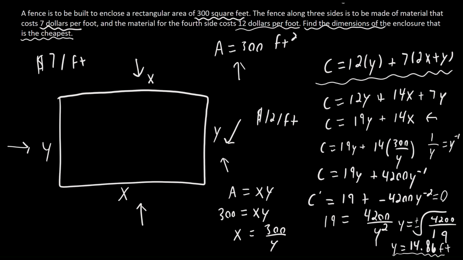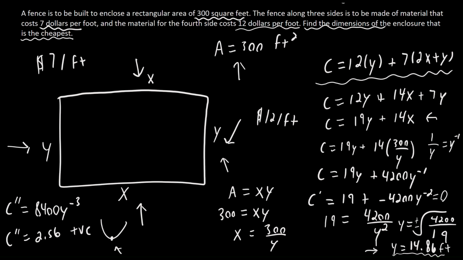Now to confirm this y length will minimize the cost, we're going to take the second derivative of cost. So we're going to get 8,400 times y to the negative 3. And if we plug in 14.86, we're going to get 2.56, which is a positive number. So we know that this will minimize the cost.